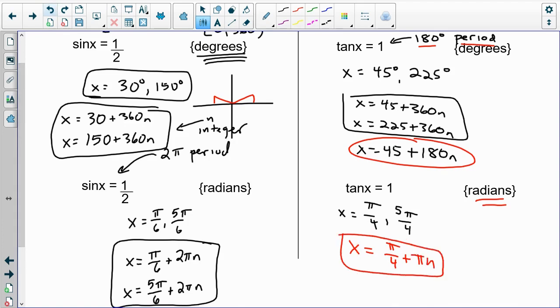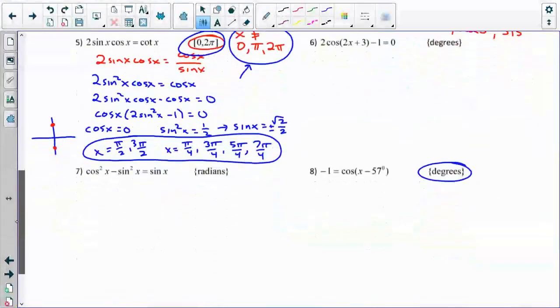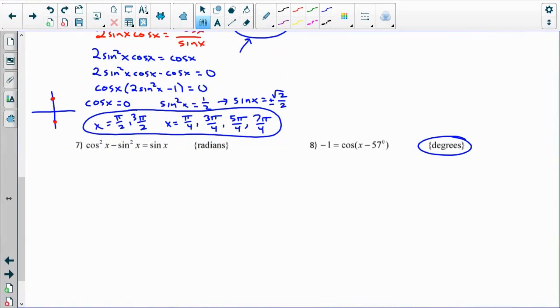So that's kind of how this works if I have to find every single value in radians or every single value in degrees. So let's start with problem 8 and then kind of work our way backwards. So problem 8, well, this x minus 57 is kind of weird. So let's just pretend like it's cosine of theta equals -1. Well, cosine of theta is equal to -1 at 180 degrees.